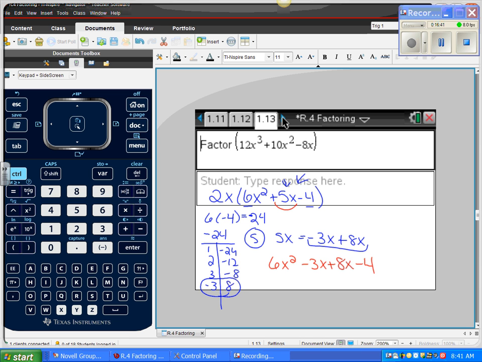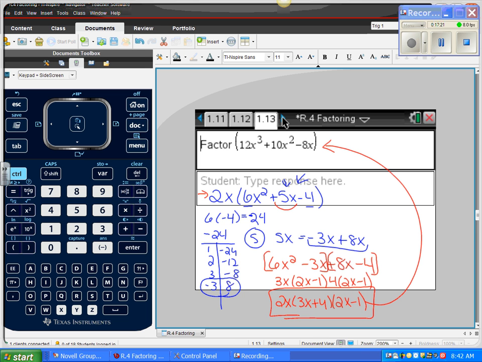Now, we factor by grouping. You guys know how to do this. You take the first half and the second half. You pull out your GCF: 3x, 2x minus 1, and we pull out a 4, 2x minus 1. So we get 3x plus 4, 2x minus 1. But don't forget what we had out front: we had that 2x originally that we pulled out. So here is our factored form of this.